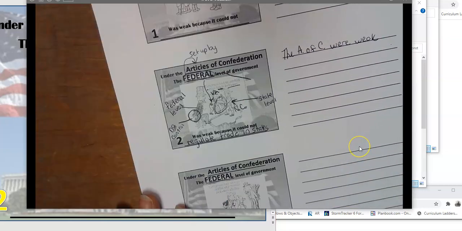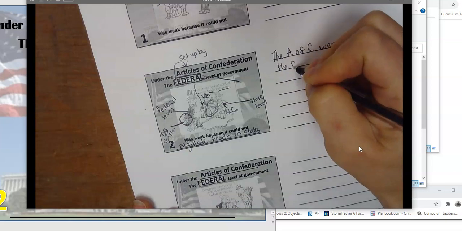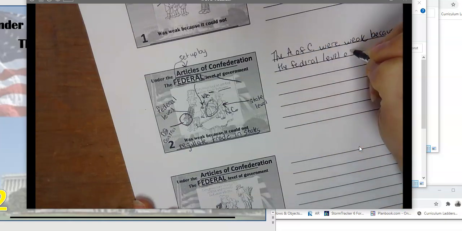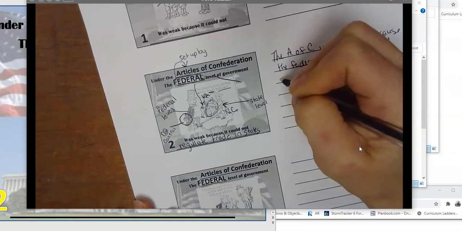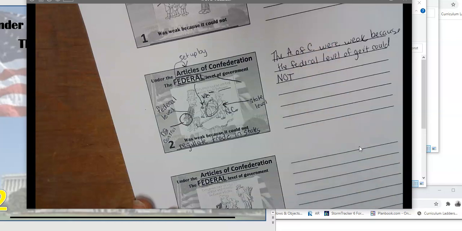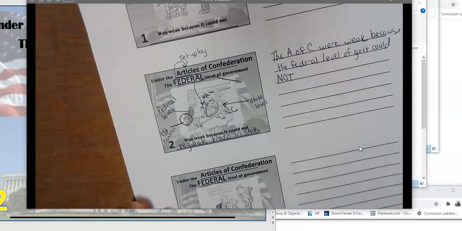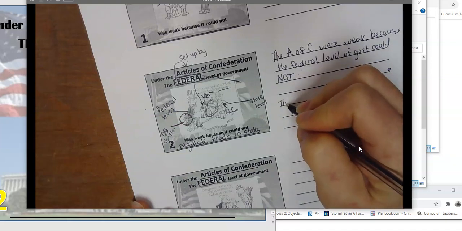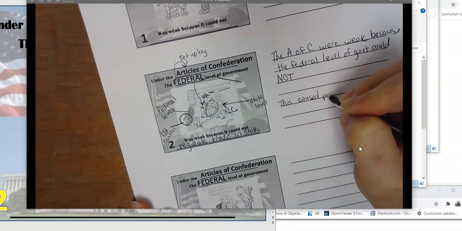See if I can just get all of this here now. Because the federal level of government could not, let's capitalize not this time, and then you tell what the federal level of government could not do. Put a period and tell how this caused problems.